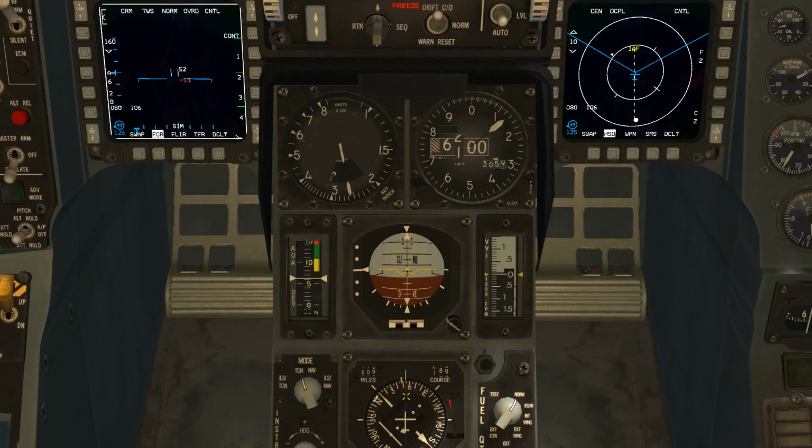So the way I determine which way I want to turn to get this tail to be on 050 is a little memory aid that I have. It's called Trout, just like the fish, T-R-O-U-T.